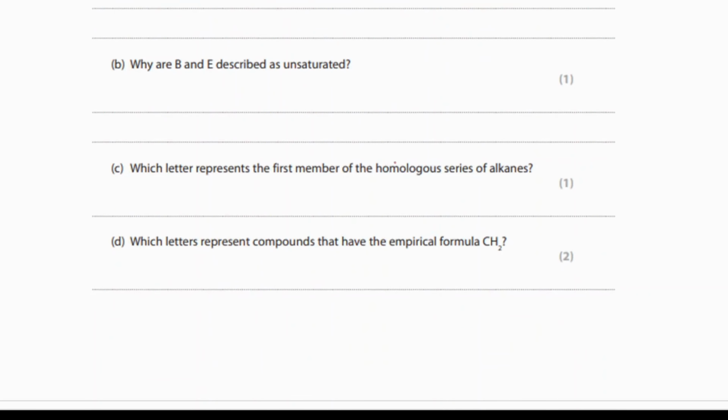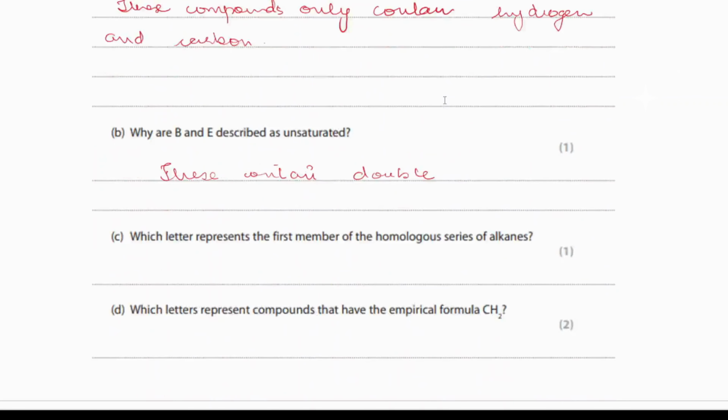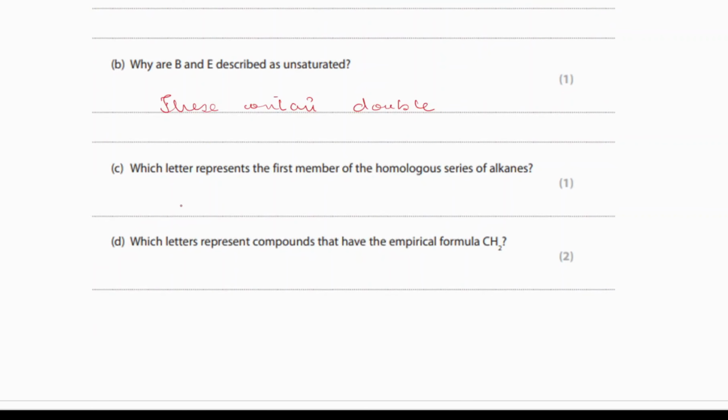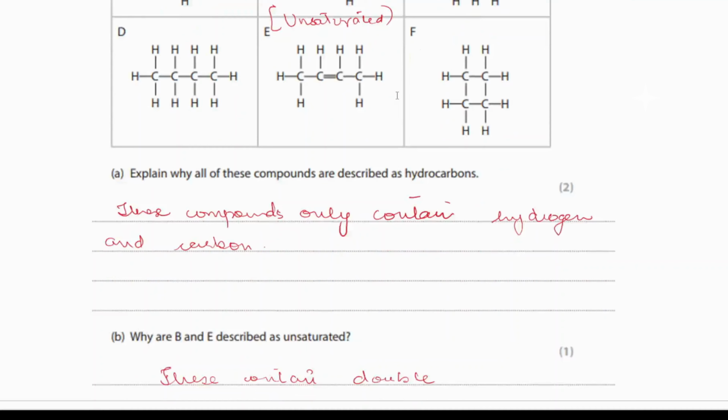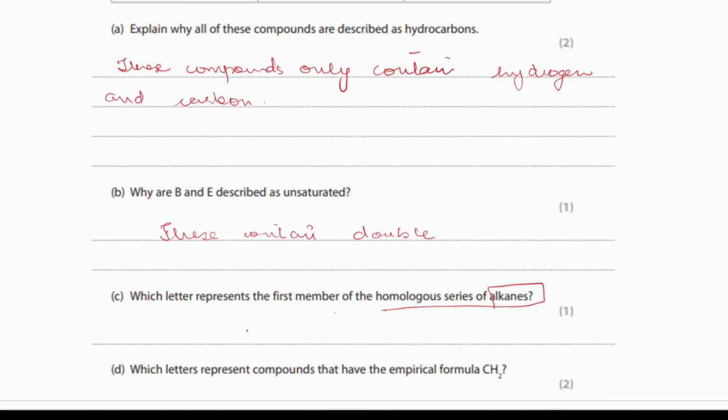So double bond is the one. These contain a double bond. Is there a triple bond as well? I guess, no, just double bond. Okay, which letter represents the first member of the homologous series of alkanes? A, because it has only one carbon.